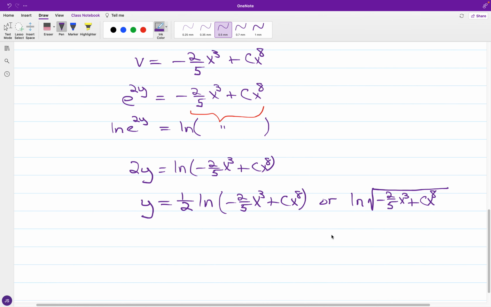And another way, if you notice, we have raised powers of x, so I could factor out x squared, or the square root of x squared, which will go to x. So I could also write this as the natural logarithm of x times the square root of negative 2/5 of x plus c times x to the 6th.